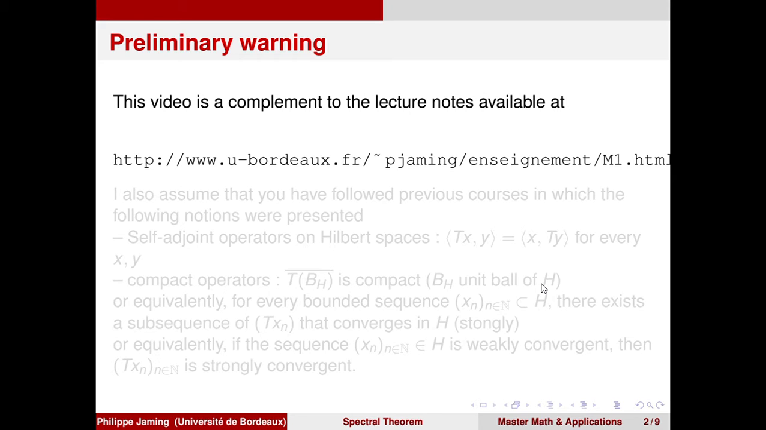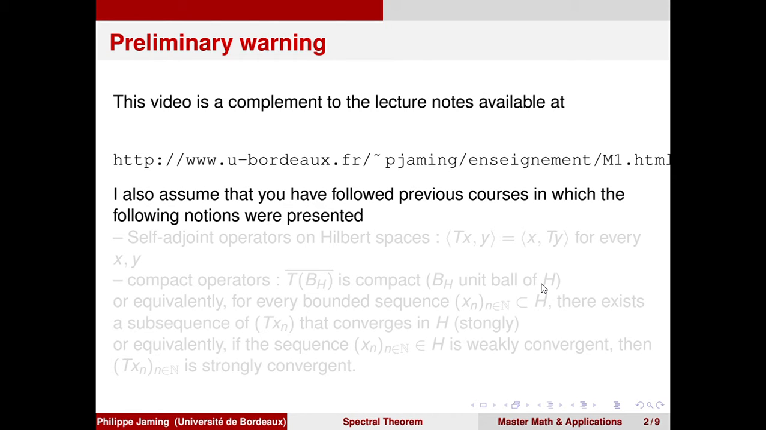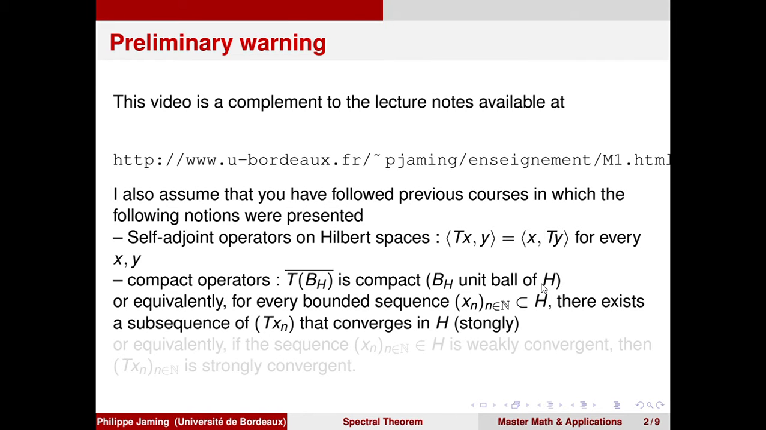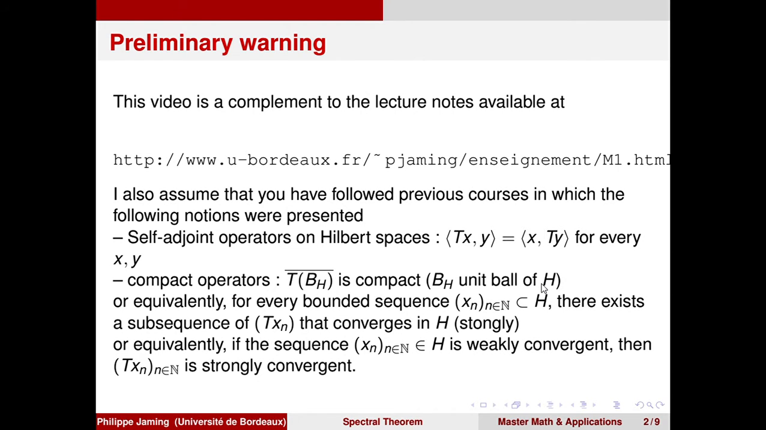I also assume that you followed previous courses in which the following notions were presented. First, self-adjoint operators on Hilbert spaces. In other words, ⟨Tx, y⟩ is ⟨x, Ty⟩ for every x and y. Compact operators, that means operators that send the unit ball into a relatively compact set. In other words, the closure of the image of the unit ball is compact. And this can be characterized as an operator that sends a bounded sequence x_n into a sequence Tx_n, which has a subsequence that converges. Or can also be characterized as operators that send weakly convergent sequences into strongly convergent ones.